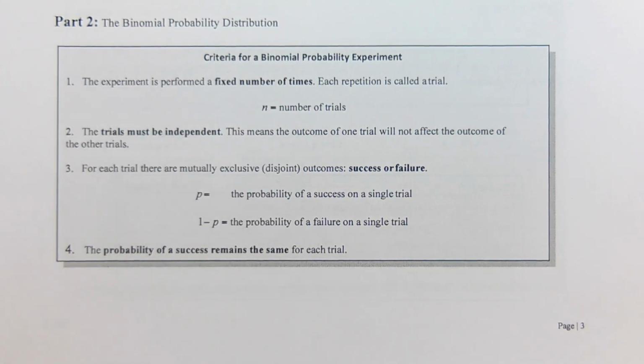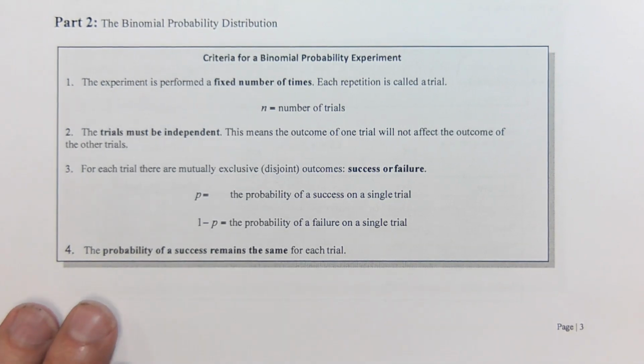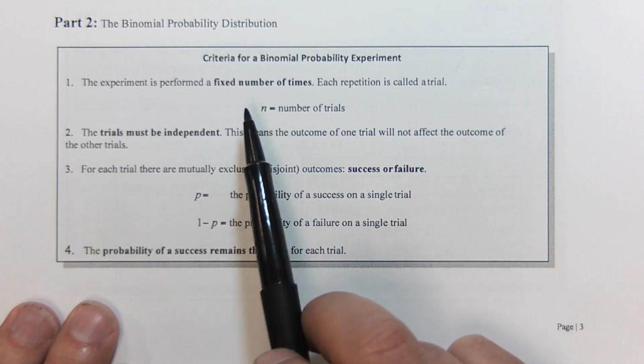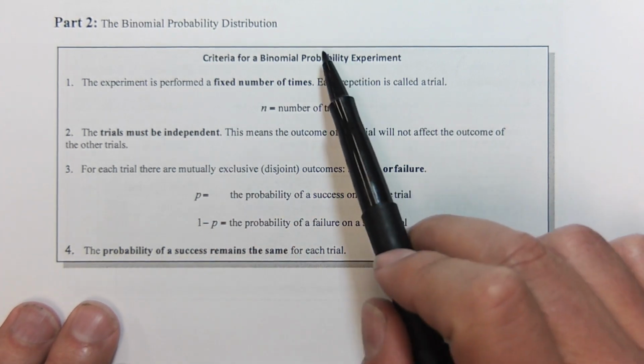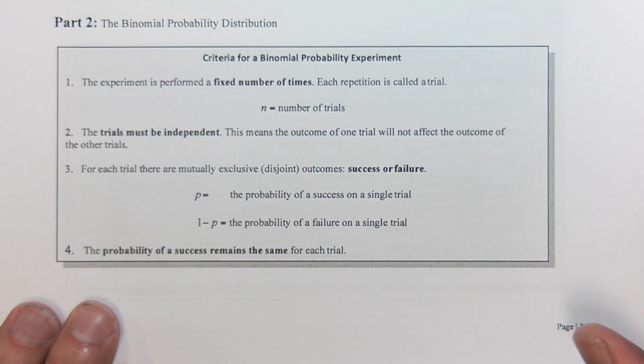Hello there. This video is all about the binomial probability distribution. So this is our first probability distribution. It is a discrete distribution. And let's talk about some of the criteria before we jump into it.